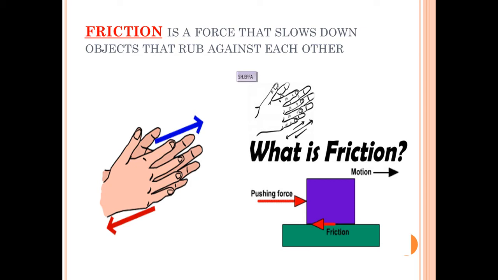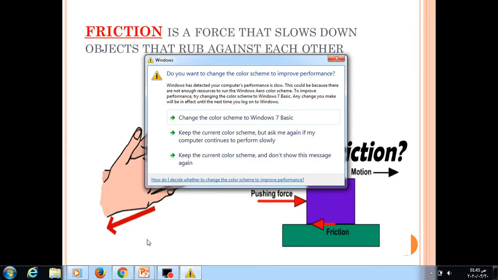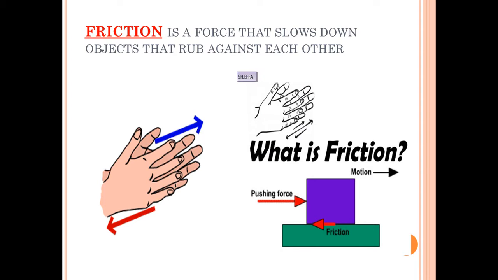Now I want all of you to try to rub your hands like in this picture and tell me what you feel. Yes, excellent, you can feel heat. When you're rubbing your hands against each other, this produces heat. If anything is rubbing against another thing, this produces heat, and this is called friction force.